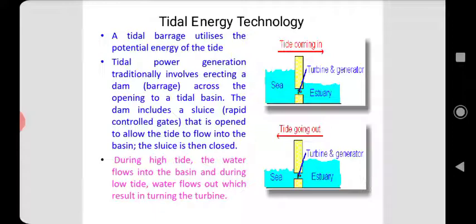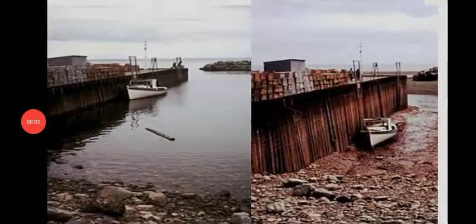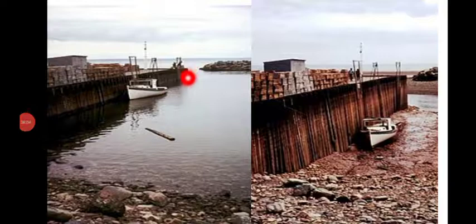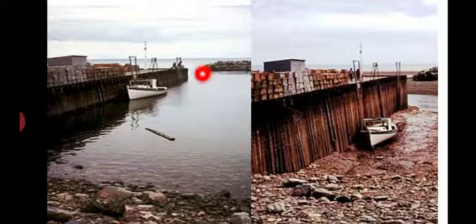During the high tide the water flows into the basin, and during the low tide water flows out, which results in turning the turbine. See, if I have connected one turbine across this gap, during the high tide the water level will rise here, and during the low tide the water level will decrease. So if I have connected a turbine across this one, during the high tide the water will rush through this one and rotate the turbine, and you can produce electrical energy.